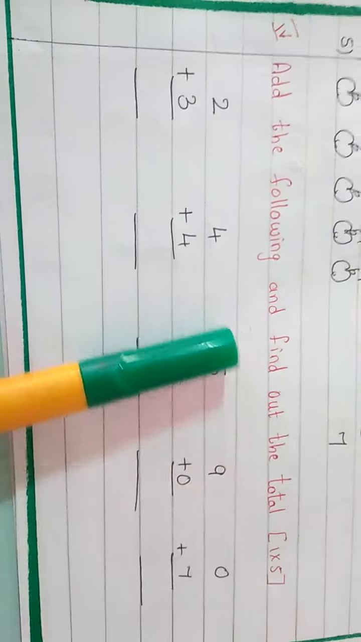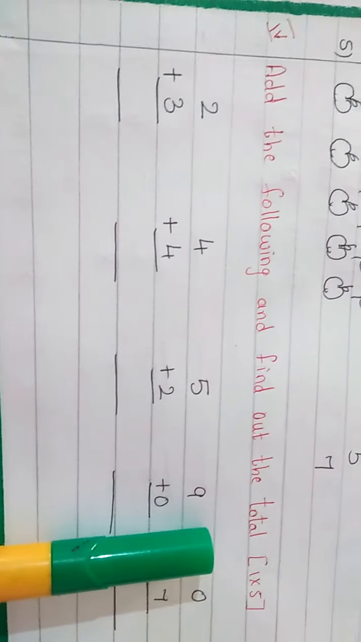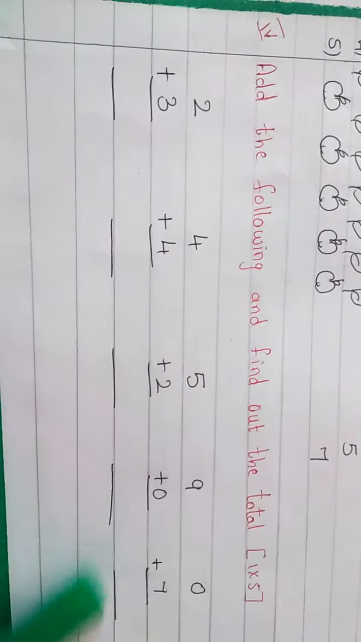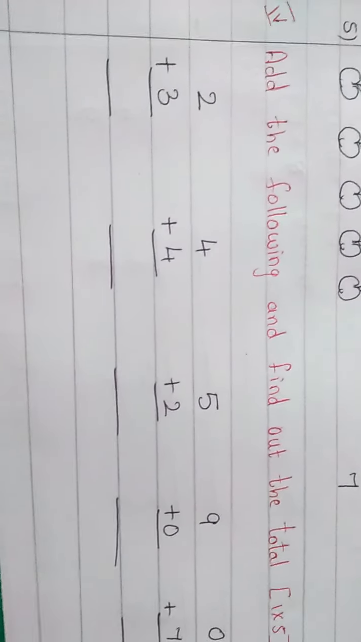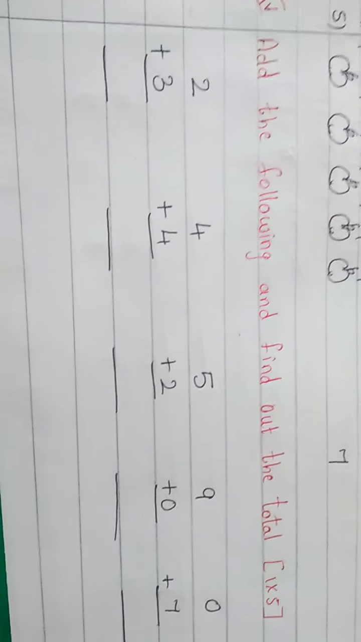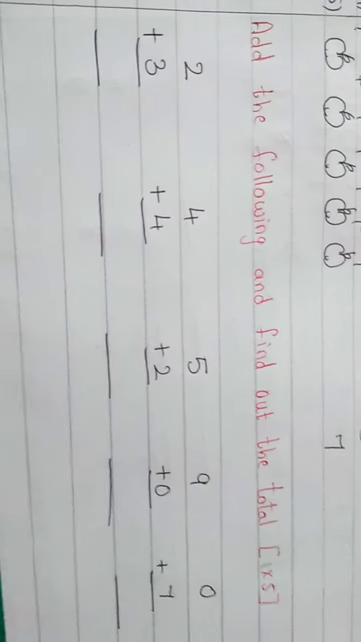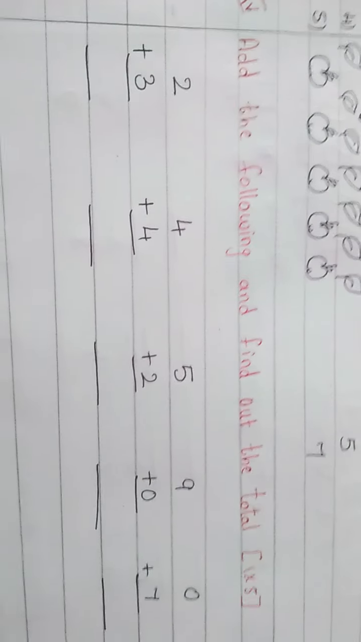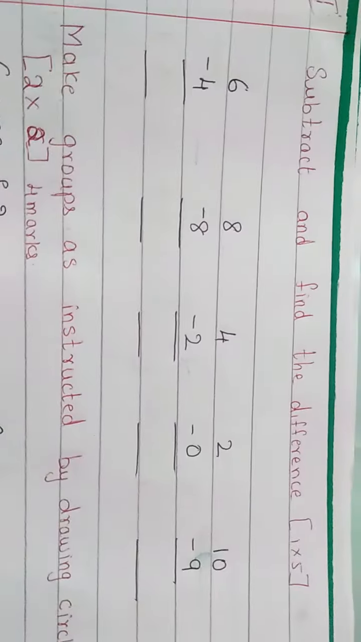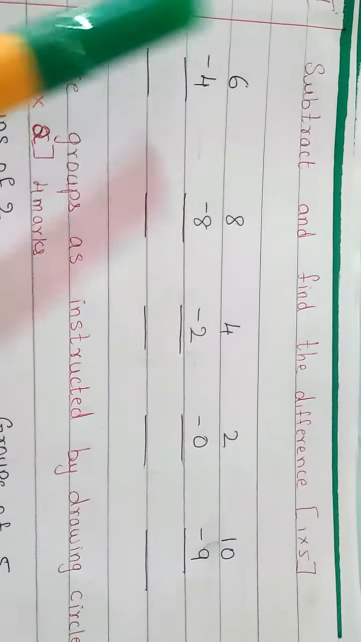Add the following and find the total. So here the child is given 5 sums. The child has to solve them and write the answers in the blank. So this is for 5 marks. Moving on to the next question.